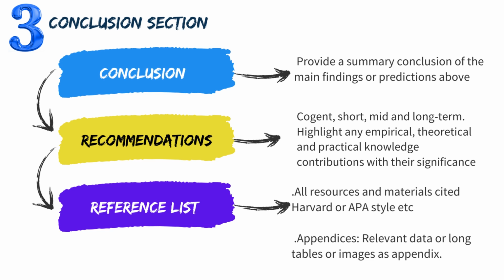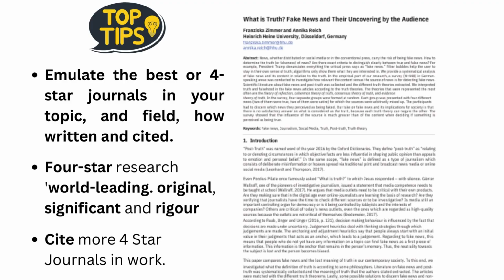And then you have your nice reference list, whether it's Harvard, APA, whatever. Make sure that it's relevant. And then all your long tables and images, you can put them in the appendices. So remember, the top tip about how to write a great academic essay is your introduction, presentation, and your conclusion. That's Essay Buddy. But make sure you emulate the best, the four-star journals in your field, because that is how you know how to write great. All the four-star research in your field is considered original work, is significant, is rigorous. This is where all the respectful work goes. If you want the best, you have to do what the best is doing.